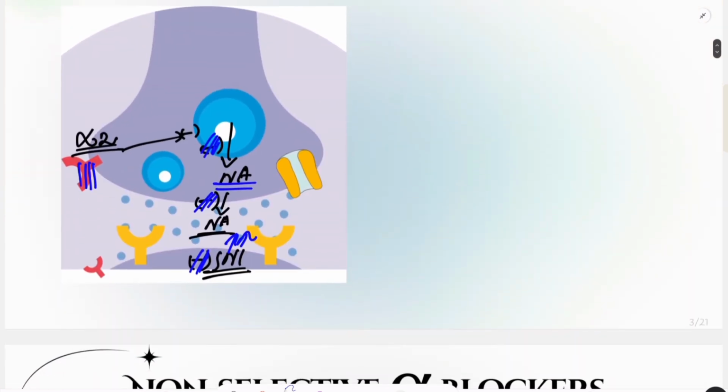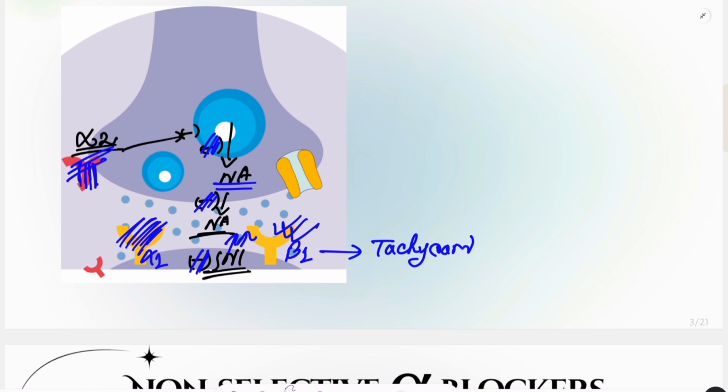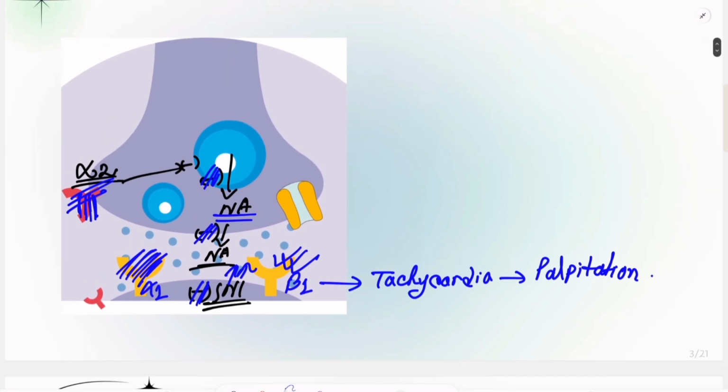So, it will block the alpha 2 receptor here and also the postsynaptic alpha 1 receptor. When this alpha 2 is blocked, it will lead to release of more noradrenaline, but this alpha 1 receptor is already blocked, so it will act only on the beta 1 receptor. Stimulation of the beta 1 receptor will lead to tachycardia, which clinically presents as palpitation. So, a non-selective alpha blocker leads to palpitation, whereas a selective alpha blocker does not have such an effect.